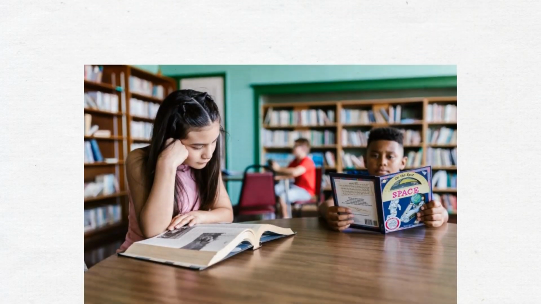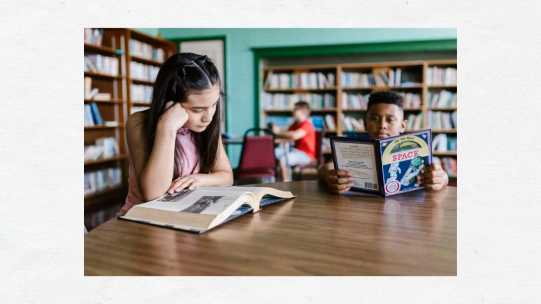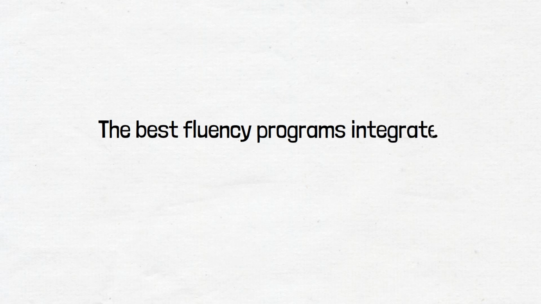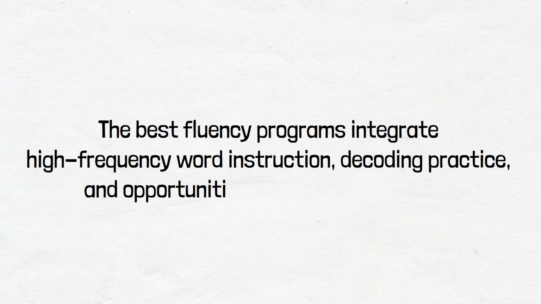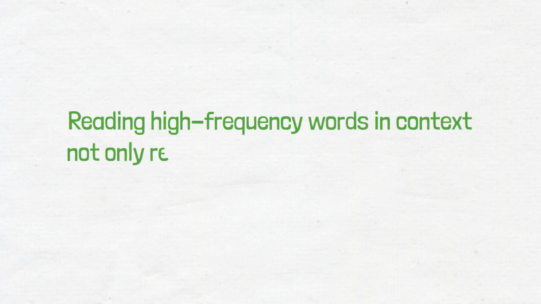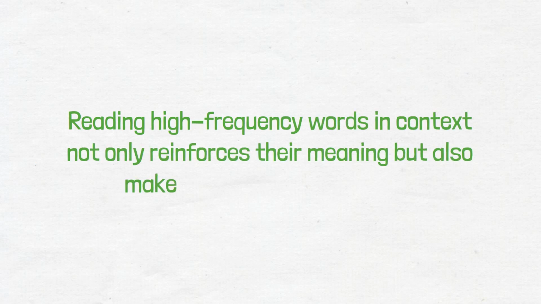Silent reading, for example, is particularly effective for building comprehension because it allows students to process text at their own pace and develop a deeper understanding. This approach complements oral reading practice, creating a well-rounded fluency program. The best fluency programs integrate high-frequency word instruction, decoding practice, and opportunities for voluntary reading. For instance, reading high-frequency words in context not only reinforces their meaning, but also makes them more memorable.